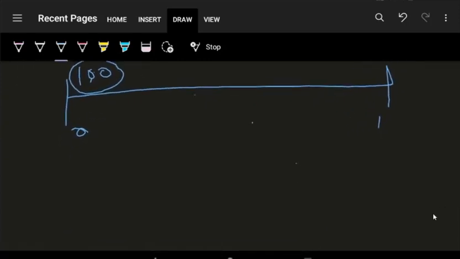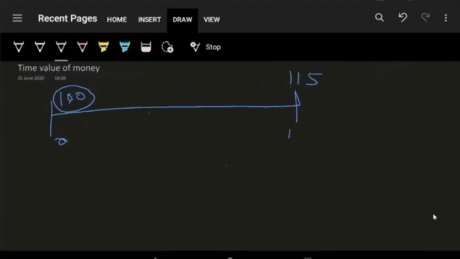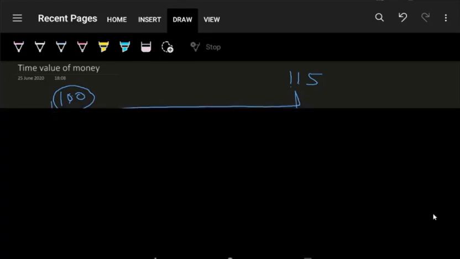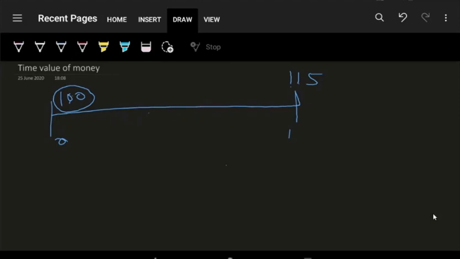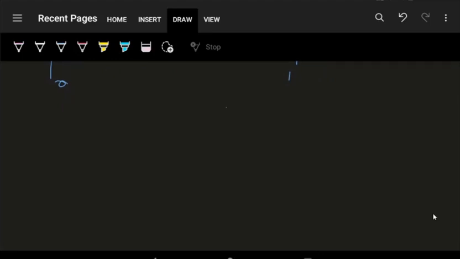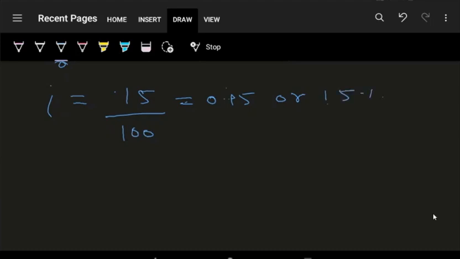Now let's calculate the interest rate, that is the rate at which we are earning interest every year. Since the interest earned on our principal for 1 year is 15 rupees, the interest rate, which is denoted by i, is just the amount of interest upon the principal, that is 100, which equals 0.15 or 15%. It means that we are earning 15% of the principal amount every year.